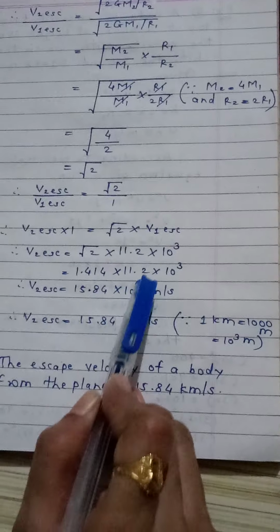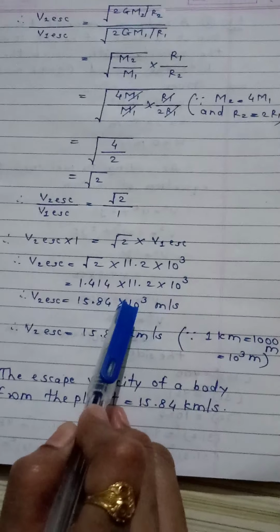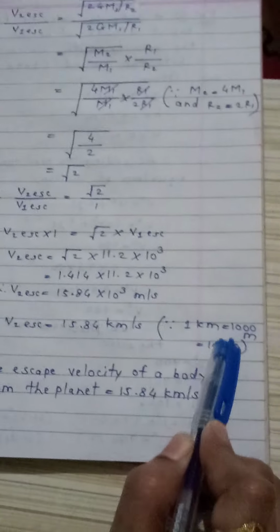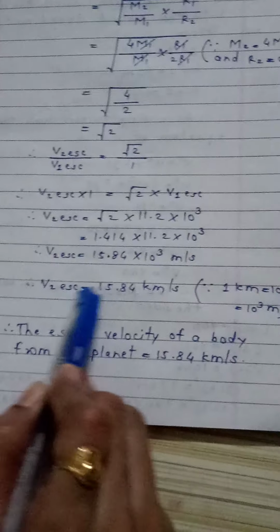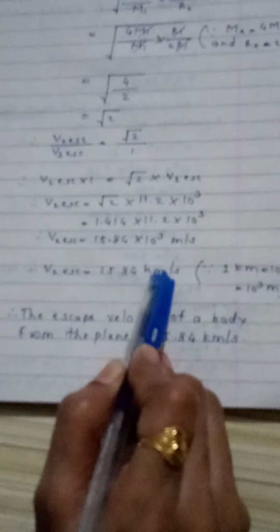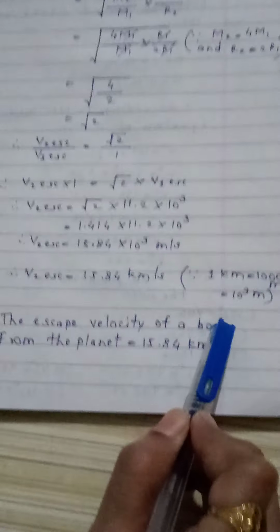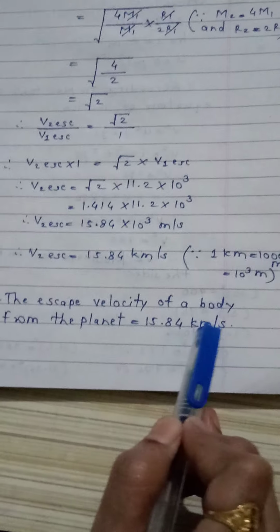Now here this 10^3 means what? This is in meters. We have to convert this into kilometers. We know 1 kilometer is equal to 1000 meter, so 1000 meter means 10^3 meter. So here we are getting v2 escape is equal to 15.84 kilometer per second. Therefore, the escape velocity of a body from the planet is equal to 15.84 kilometer per second.